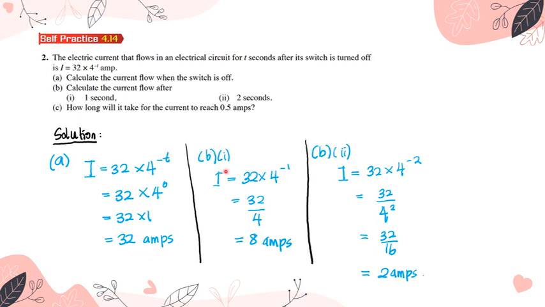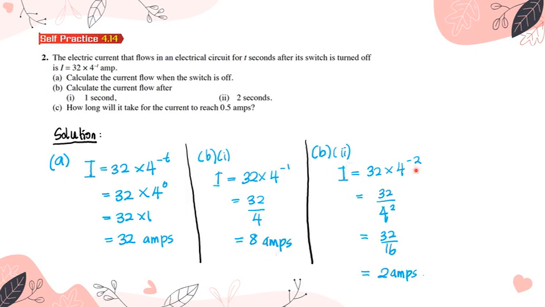For B1, simply substitute t with 1. So you will have I is equal to 32 times 4 to the power of negative 1. 4 to the power of negative 1 is equal to 1 over 4. So this is equal to 32 divided by 4 and we will get 8 amperes as the answer.